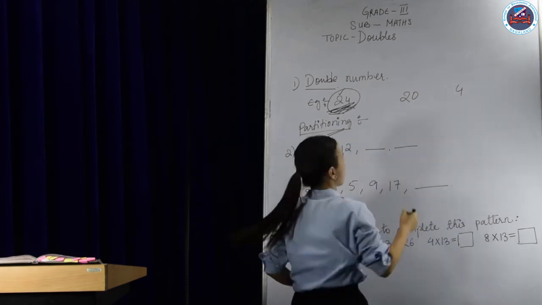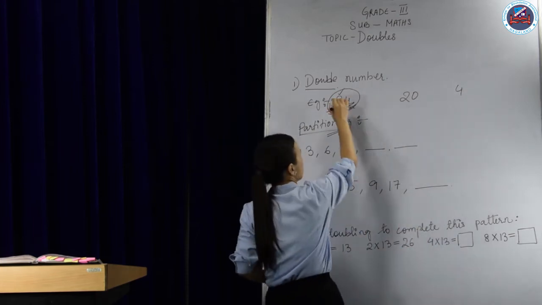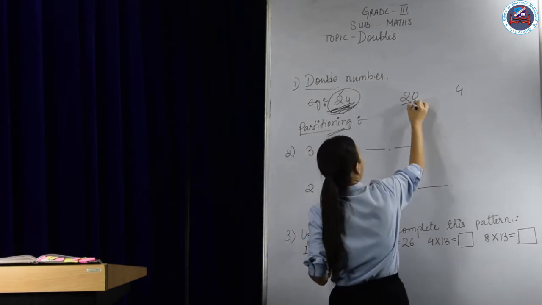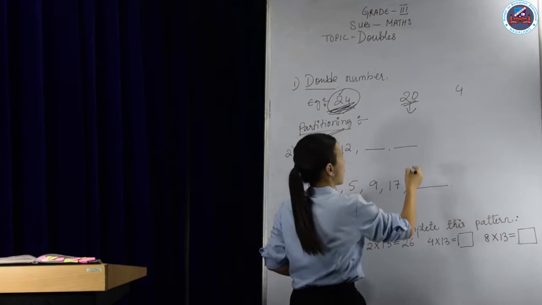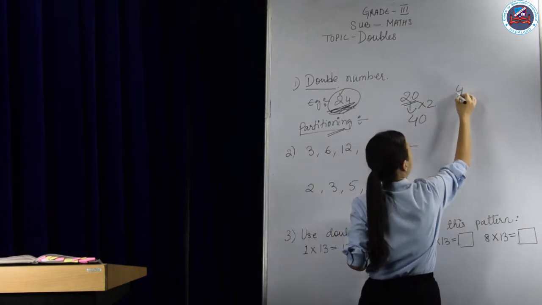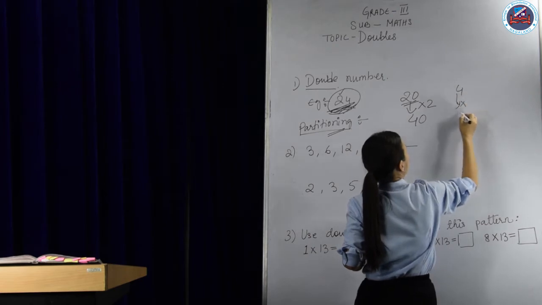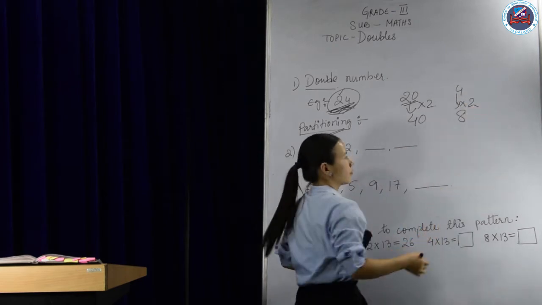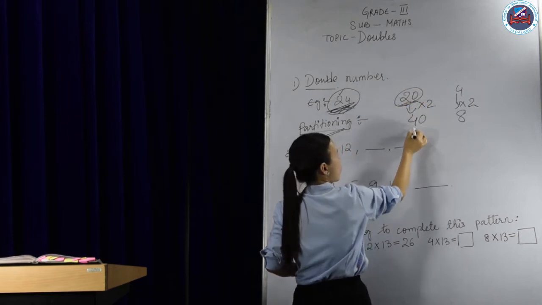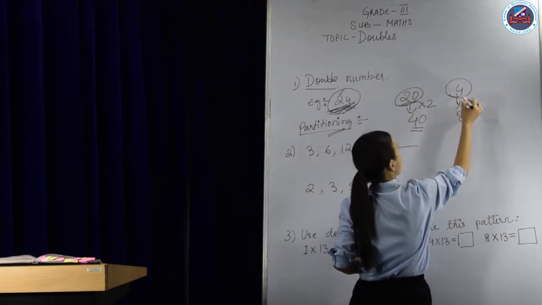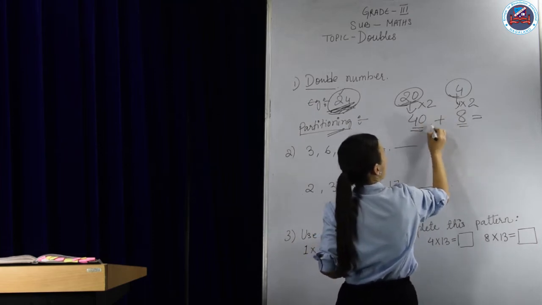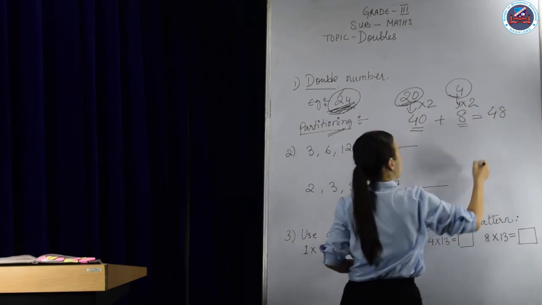To find the double, we multiply by 2. Double of 20 is how much? We know it's 40. And the double of 4 is 8. That is, 2 times 20 is 40, and 2 times 4 is 8. Now we add them. How much do we get? 40 plus 8 is 48.